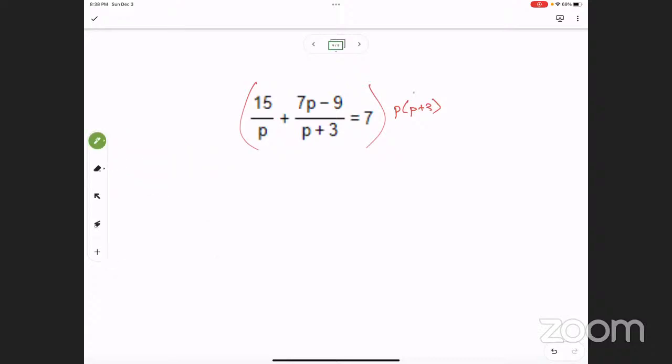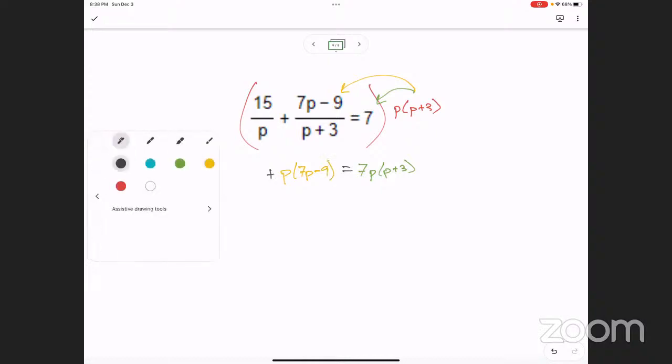Because now look what happens when I multiply it here. I'm going to get 7 times P plus 3, right? When I multiply it here, what cancels out? The P plus 3 would cancel out, and what's still there then? Just the remaining P. Yeah, just the P. So it's P times 7P minus 9. Do you understand that? Yeah.